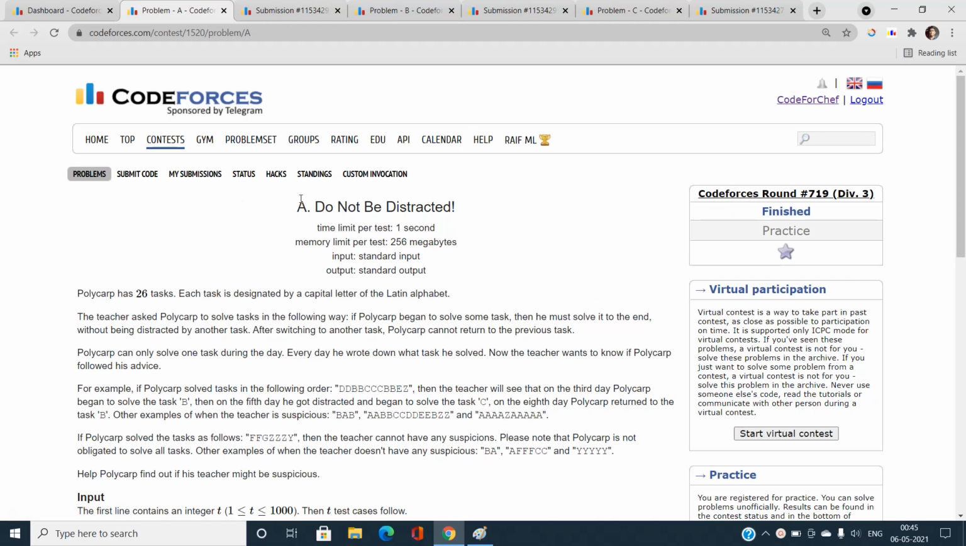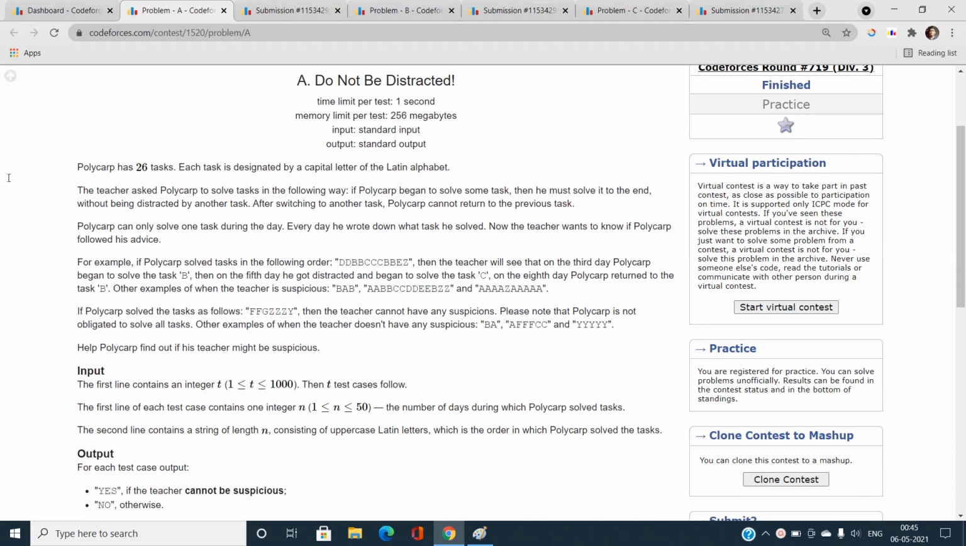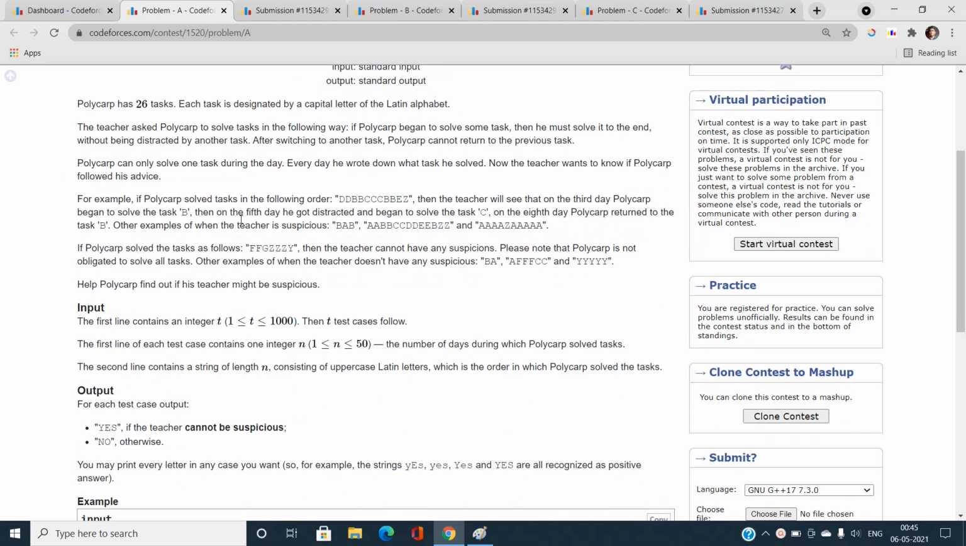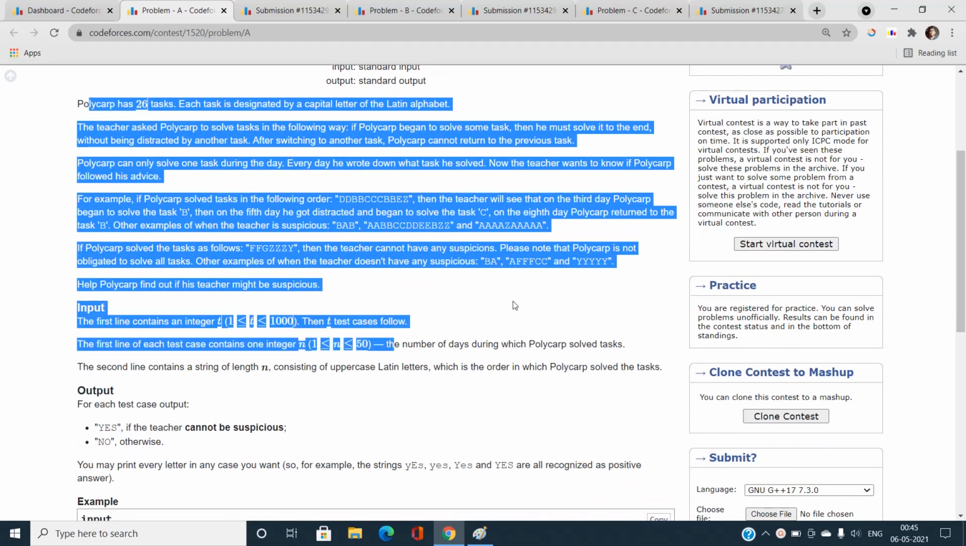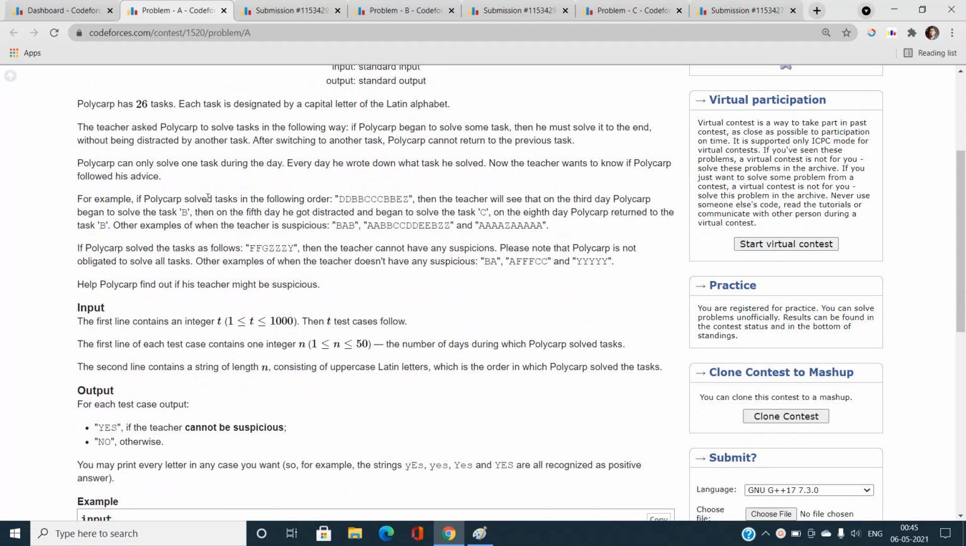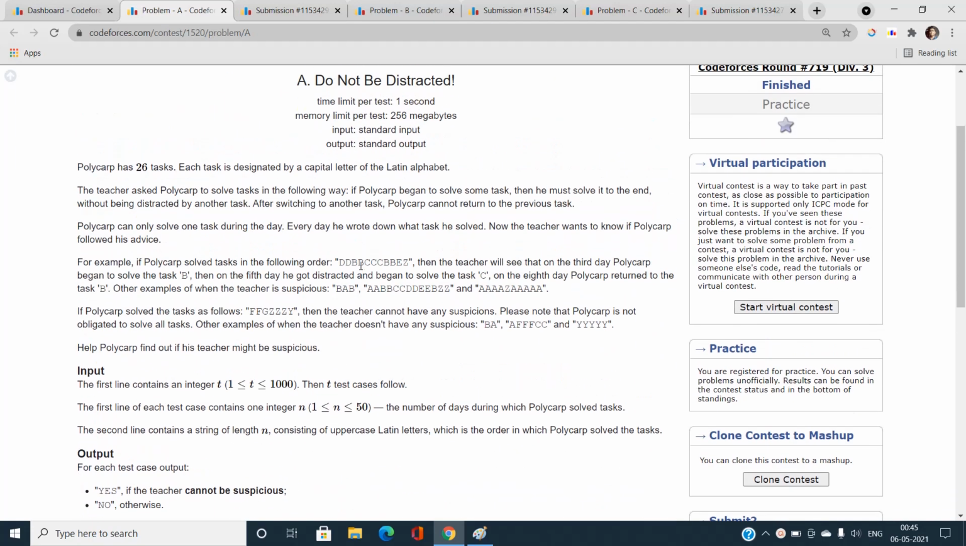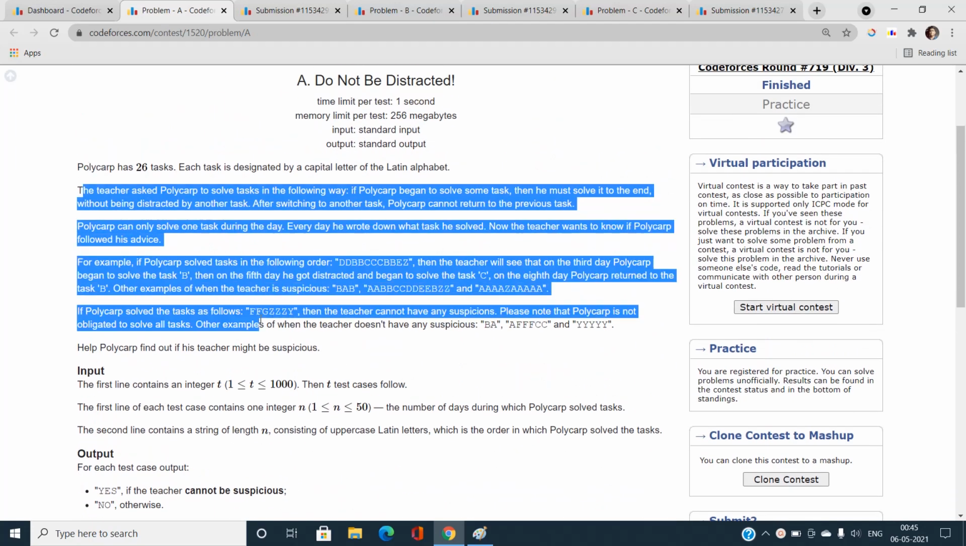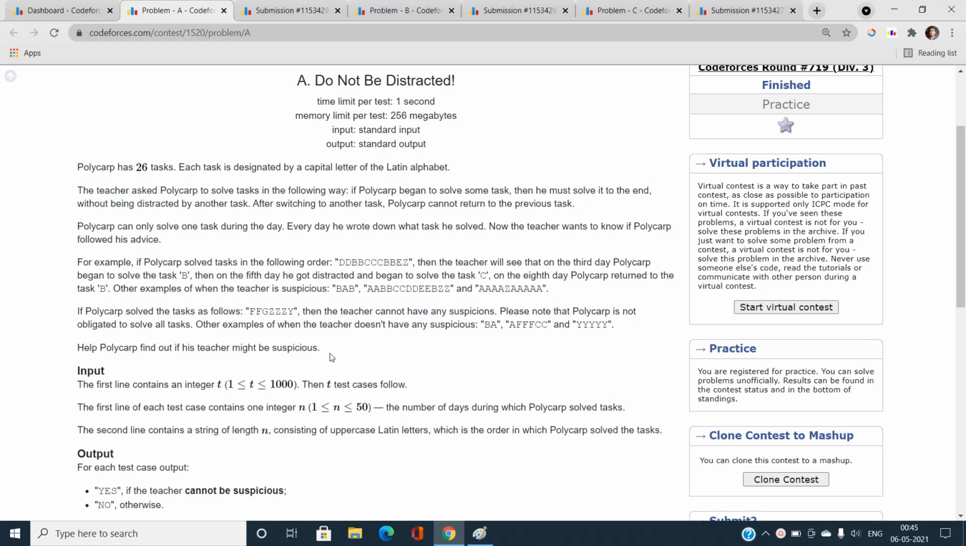The very first problem, problem A, Do Not Be Distracted. The problem statement is quite long, so I'm not going to read the entire thing; I recommend that you read it yourself. I'm just going to give an overview of this problem.